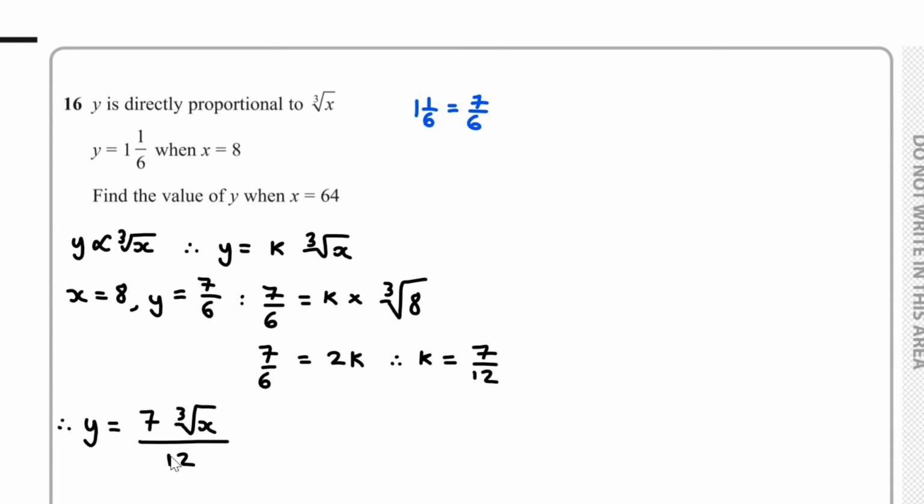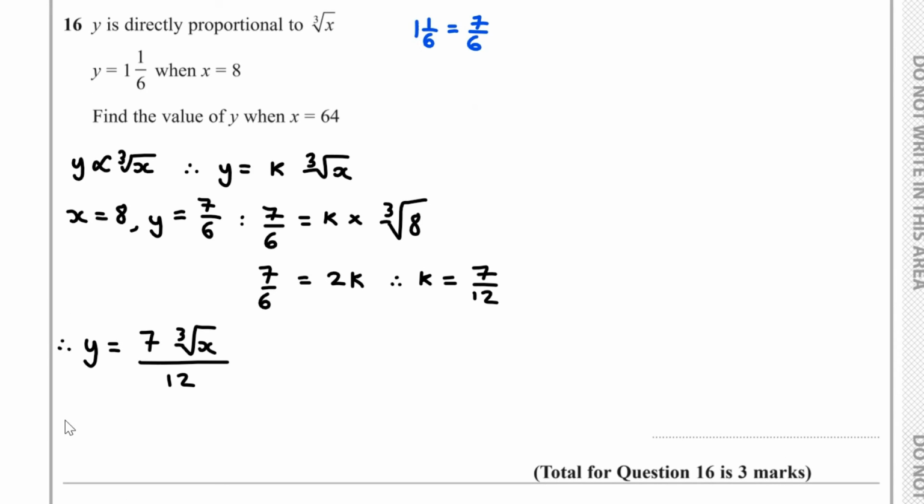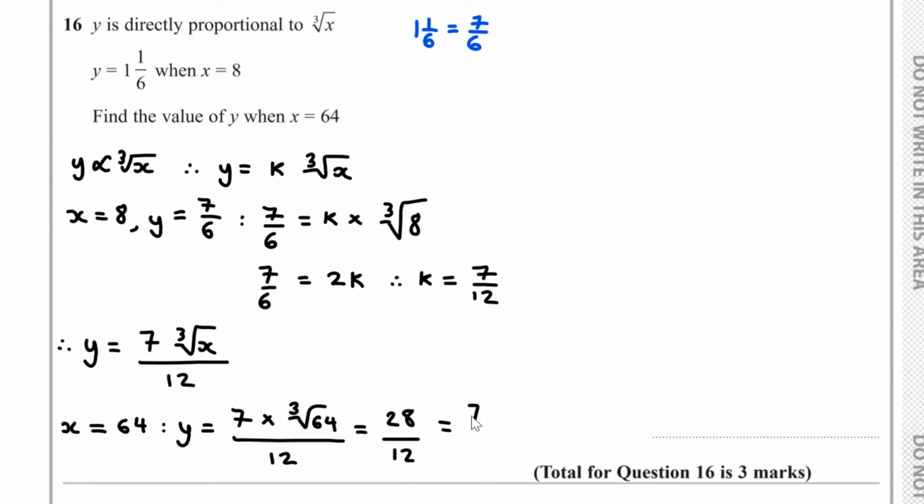over 12. And now when x is equal to 64, y is equal to 7 times by cube root of 64 over 12. So we get 7 times by 4, which is 28. So we've got 28 over 12, which is 7 over 3. And if you want, you can rewrite this as 2 wholes and a third.